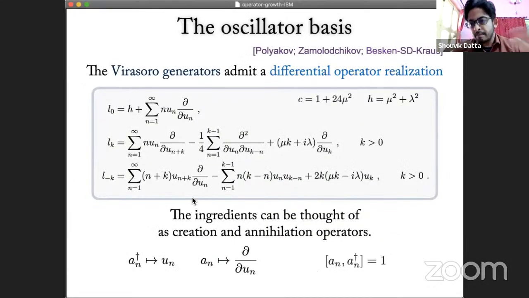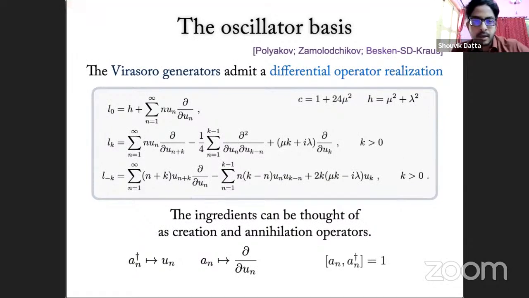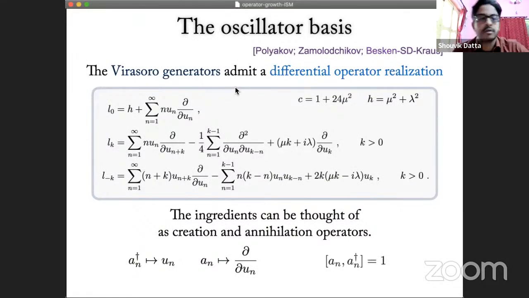One can build an orthogonal basis by using what is called the oscillator formalism. The Virasoro algebra and its generators can admit a differential operator realization in terms of an infinite collection of oscillator variables. This is very much like the simple harmonic oscillator, in which you can realize the oscillator algebra through a differential operator and a variable like this. The Virasoro generators can be realized in terms of an infinite collection of these oscillator variables.